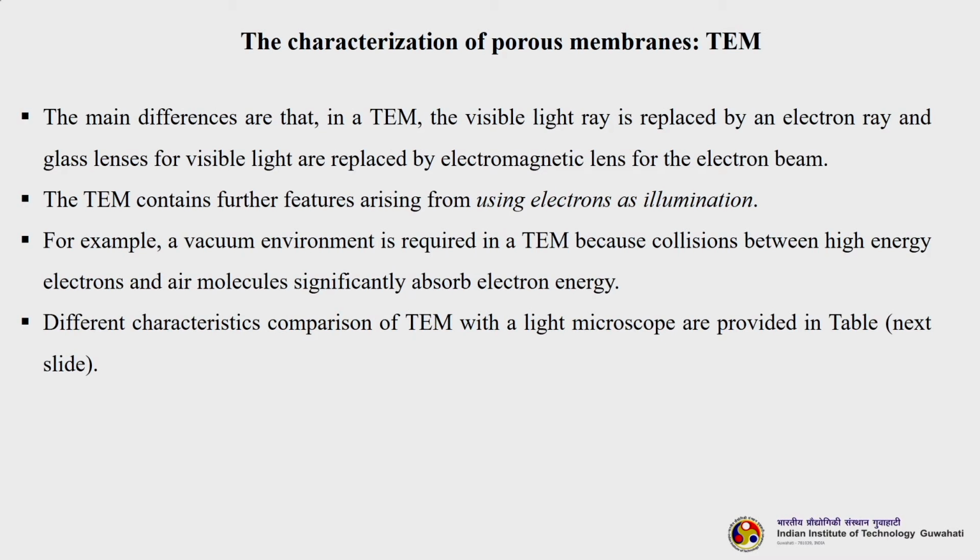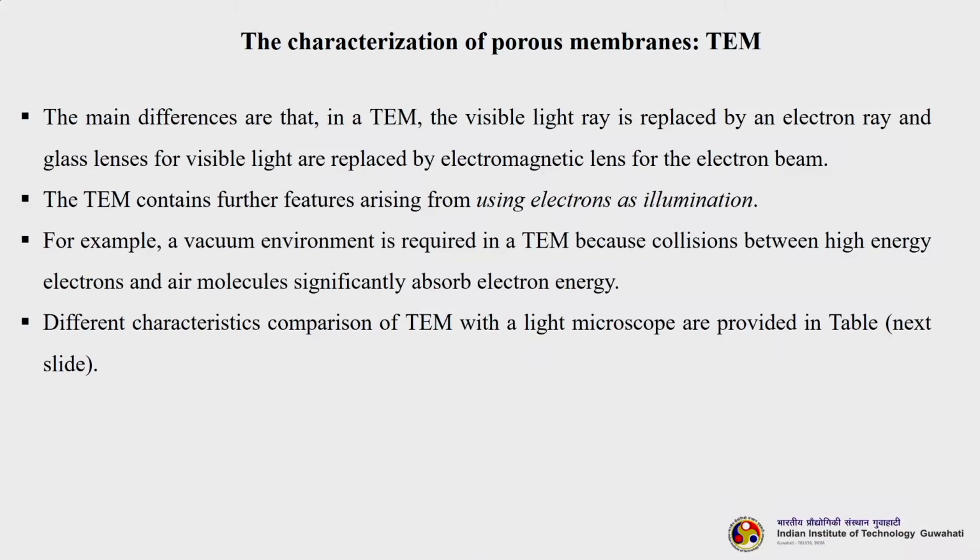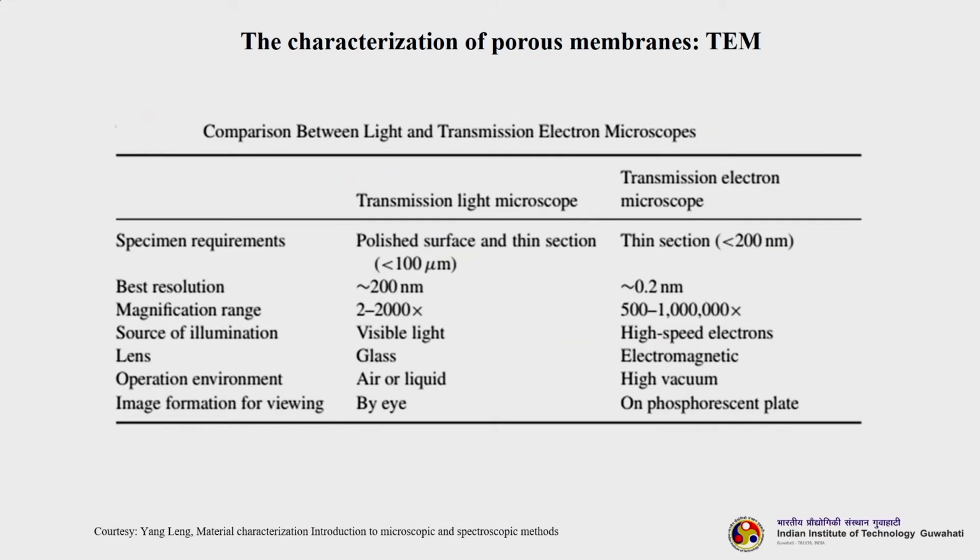So, if there is no vacuum, when the electrons are in a highly excited state, they will collide with each other and with the air molecules, and they will absorb the energy. That is not good, because a lot of energy will be lost, and eventually you will not get the particular image we are supposed to get. Different characteristics comparison of TEM with a light microscope are provided, so let us look at this particular table.